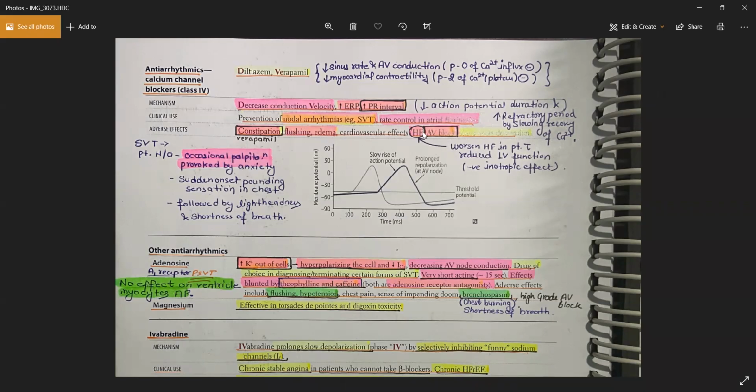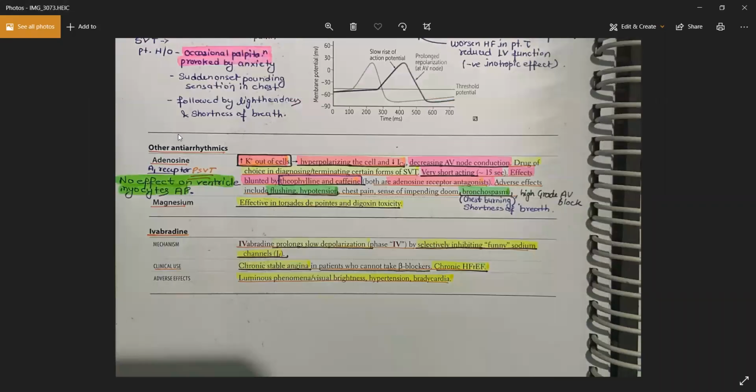Heart failure they can cause. AV block, just like the beta blockers, they can cause. Nothing is special about them. Then other antiarrhythmics.